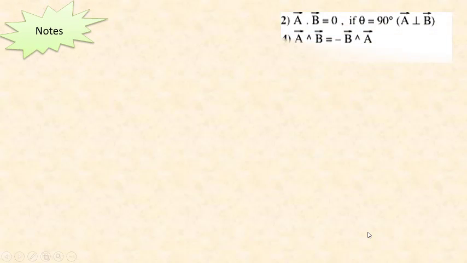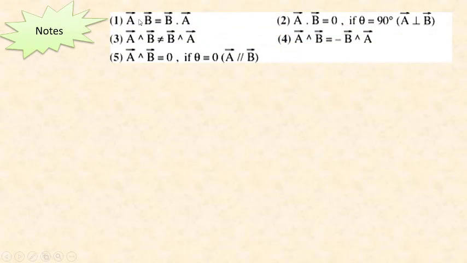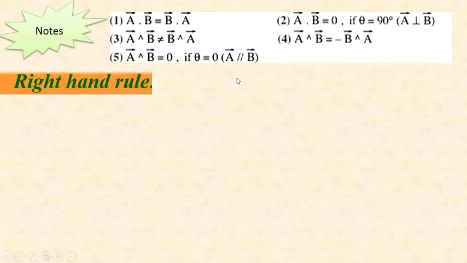Notes. Number 1, A dot B equals B dot A. Number 2, A dot B will be 0 if theta equals 90, as A dot B equals AB cosine 90, which is 0. A cross B does not equal B cross A, but equals negative B cross A, in the opposite direction. A cross B will vanish, or be 0, if theta is 0, or A is parallel to B.